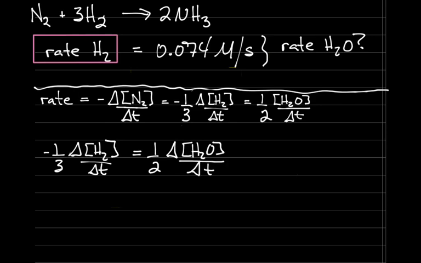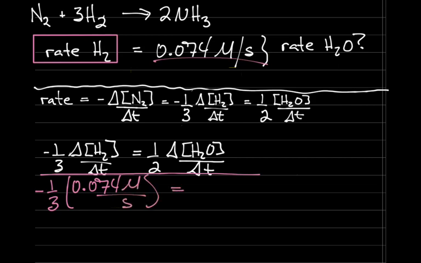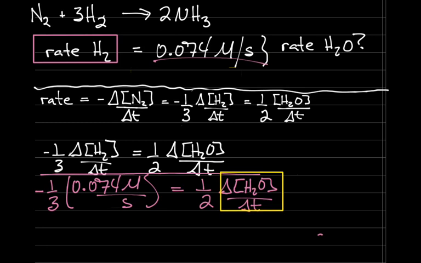Right. So let's just plug this stuff in. We're going to have negative 1/3, and we're going to use this value right here, 0.074 molar per second, equals 1/2 change in concentration over change in time. And remember, that whole thing is the rate. That's our x, that's what we're solving for. So we could rearrange a little bit. We want to get the part I boxed in yellow by itself.